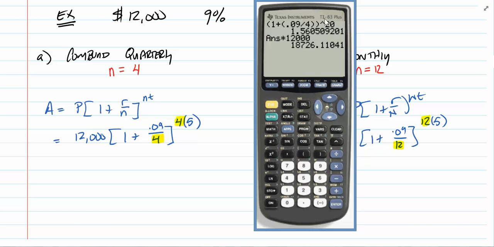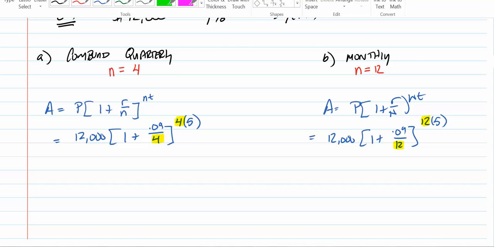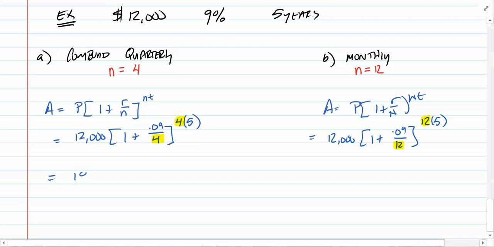So I'm going to write that down, okay? Which is awesome, by the way. Good luck finding that in the real world. So this will give us $18,726.11, okay? So that's what I got for this one. I would like you guys to do the monthly, and we're going to compare it at the end.